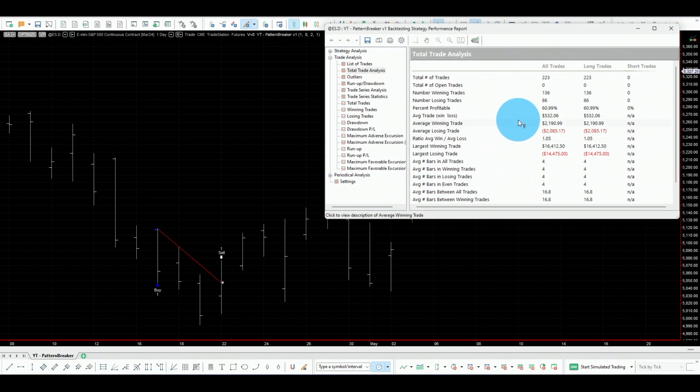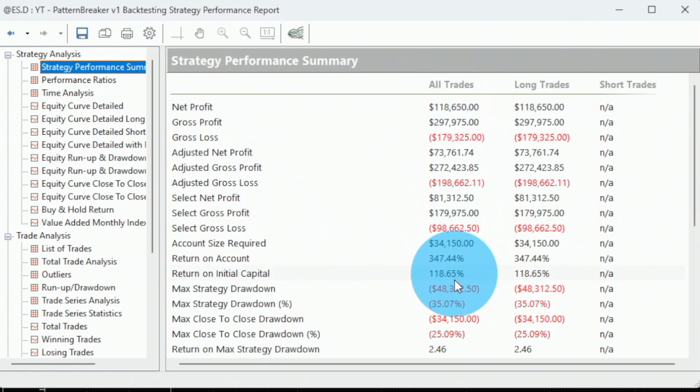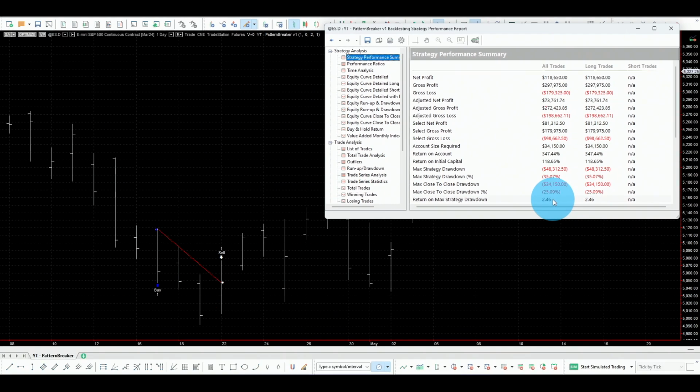So this is the strategy performance. Our average trade is $530. That's amazing. 61 win percent, $118,000, 2.4 return to drawdown.